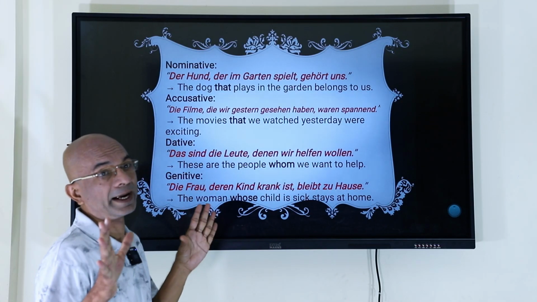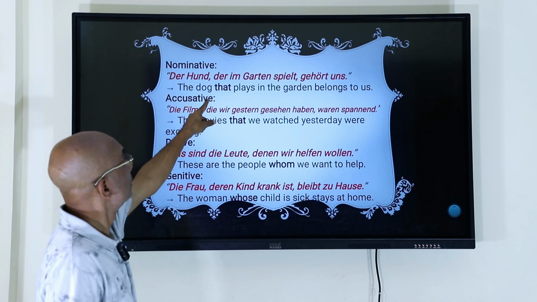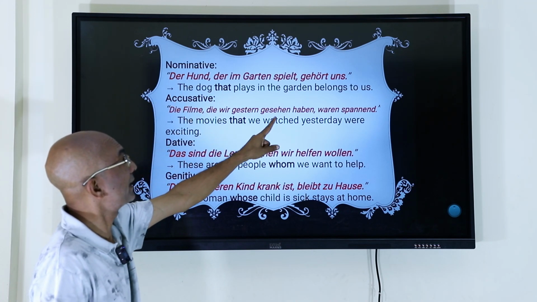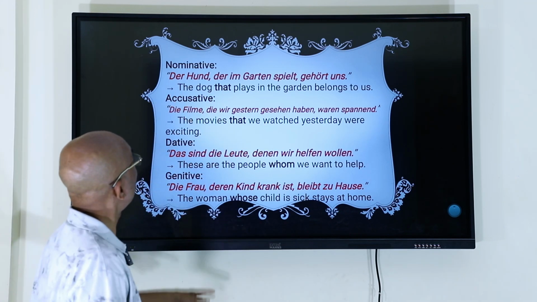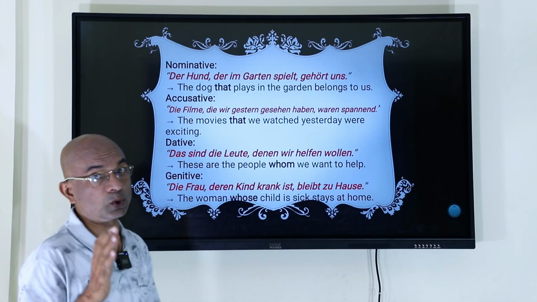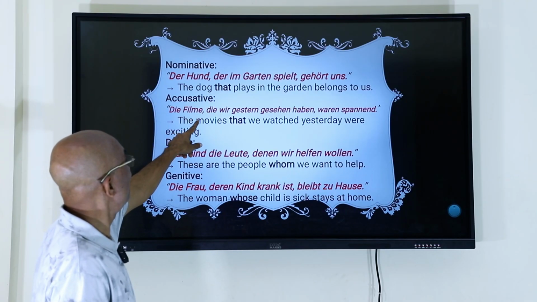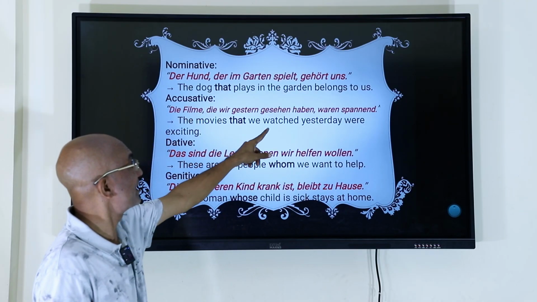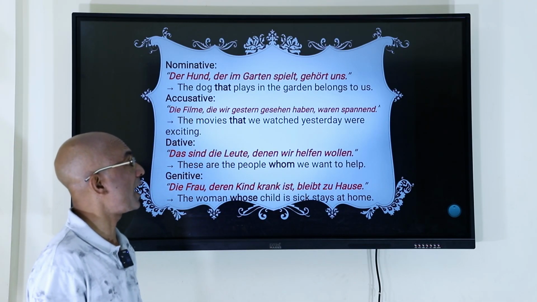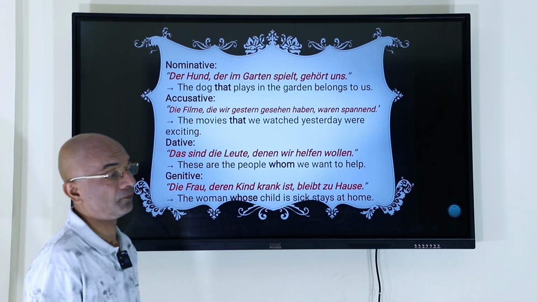So, if you want one more example for nominative, here: der Hund, der im Garten spielt, gehört uns. Okay, der Hund, the dog that plays in the garden belongs to us. Or accusative: die Filme, die wir gestern gesehen haben, waren spannend. The movies that we watched yesterday were exciting.